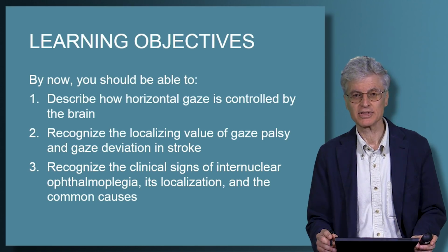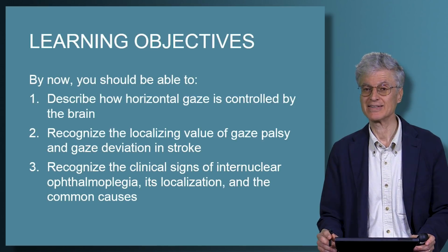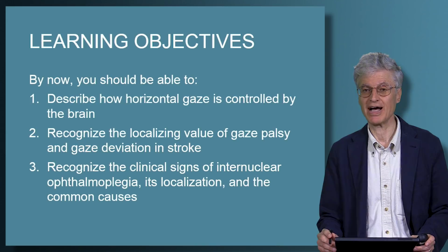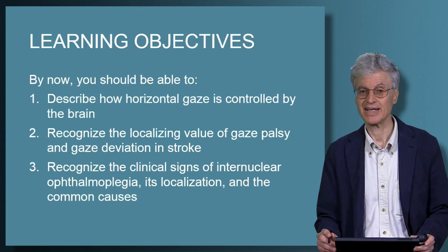The learning objectives. So you should be able to, 1, describe how horizontal gaze is controlled by the brain. 2, recognize the localizing value of gaze palsy and gaze deviation in stroke. 3, recognize the clinical signs of internuclear ophthalmoplegia, its localization, and the common causes.